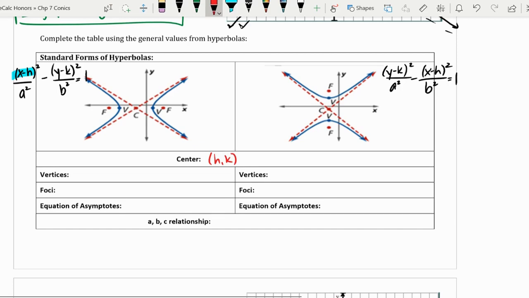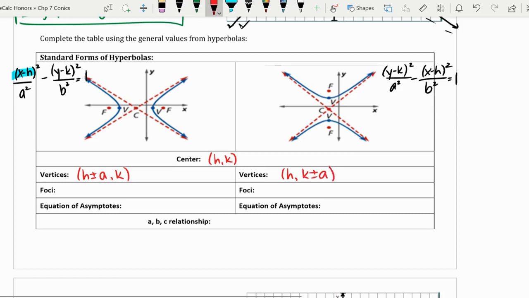All right, our vertices: we're still taking a, whatever the a value is, and adding it. Now it depends on whether we're adding it to h or k, on which way the hyperbola opens. If the hyperbola opens left and right, our first horizontal one, then we're changing the h value, the horizontal value, so it'll be h plus or minus a, k. The only way this changes for our vertical hyperbola is instead of changing horizontally, we're going up and down to get those vertices. So now vertical: k plus or minus our a value.